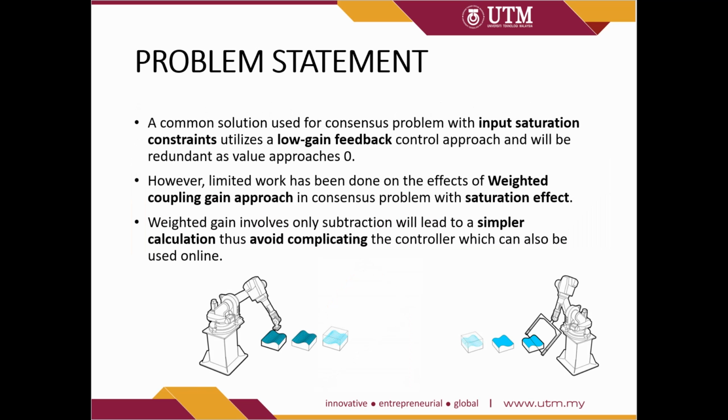The problem statement for the study is firstly, the common solution used for the consensus problem, as I mentioned just now, with input saturation constraints, utilizes mostly the low gain feedback control approach. However, it is said that if using only low gain feedback, the gain feedback will be redundant as the value approaches near 0. Second, limited work has been done on the effects of the weighted coupling gain approach in the consensus problem with saturation effect. Thirdly, weighted gain involves only subtraction and will lead to a simpler calculation, thus avoiding complicating the controller, which can also be used online.